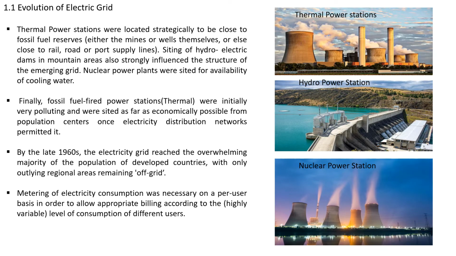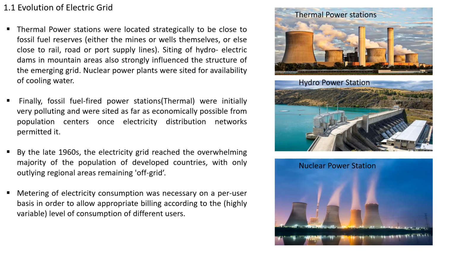Initially, thermal power stations were located close to the fossil fuel reserves. Siting of hydroelectric dams in mountain areas also strongly influenced the structure of the emerging grid. Nuclear power plants were sited for availability of cooling water. So initially, only these conventional generating stations were there, like thermal power stations, hydropower stations, and nuclear power stations.